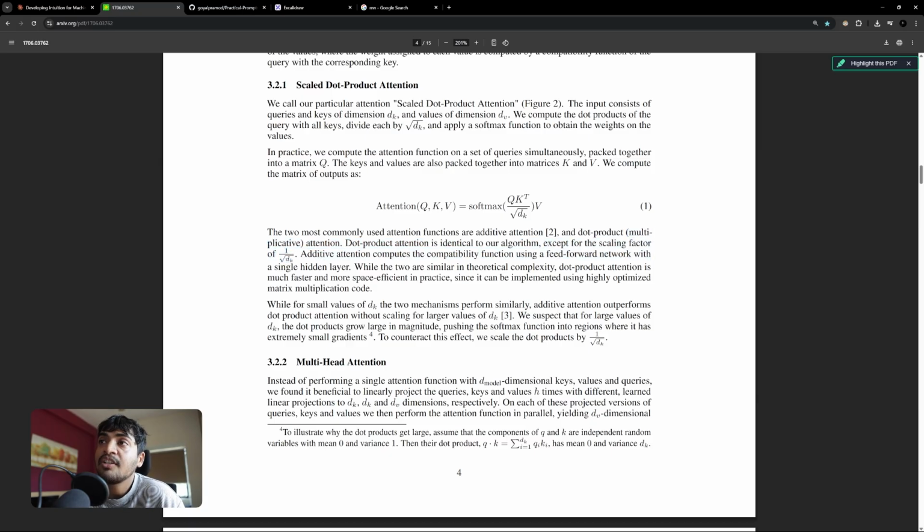So they introduced a new factor, that is divide by under root of dk. Additive attention computes the compatibility function using a feed forward network with a single hidden layer. While the two are similar in theoretical complexity, dot product attention is much faster and more space efficient in practice, since it can be implemented using highly optimized matrix multiplication code.